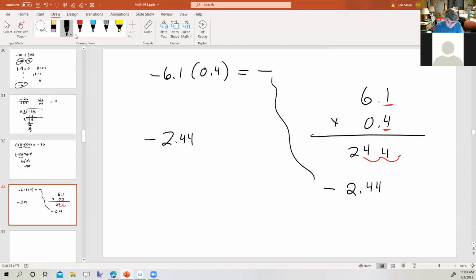And of course, I could do this on my calculator. Let's see, -6.1 times 0.4 is -2.44. And if you have any questions about using your calculator, please ask me. I'm happy to deal with those.